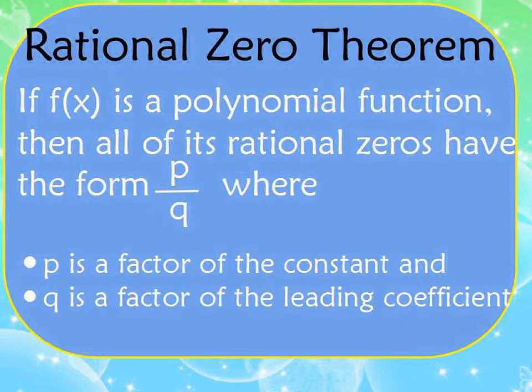The other theorem that helps us find the zeros is called the rational zero theorem. It says that if you have a polynomial function, then all of its rational zeros, so not all of them, but the rational zeros, have the form of p over q, where p is a factor of your constant, and q is a factor of your leading coefficient. All right, that seems kind of like a mouthful. Let's go ahead and look at what that means.